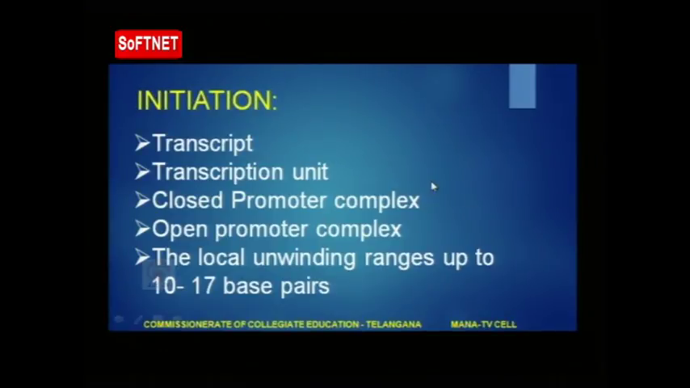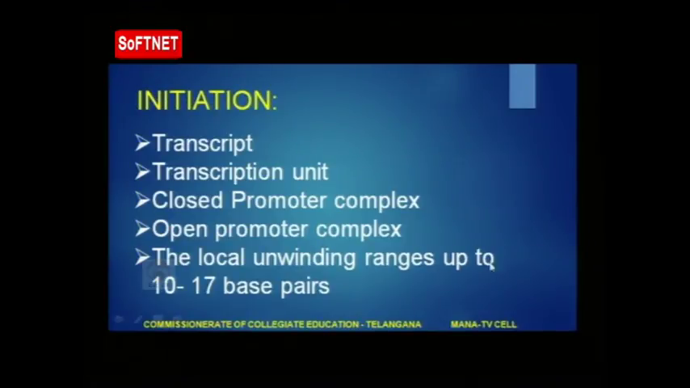Now, how the initiation occurs, how the RNA polymerase will recognize this promoter sequence, and how the unwinding of the double stranded DNA occurs. The RNA molecule which is synthesized during the transcription process is called nascent RNA or primary transcript. And then the transcription unit.